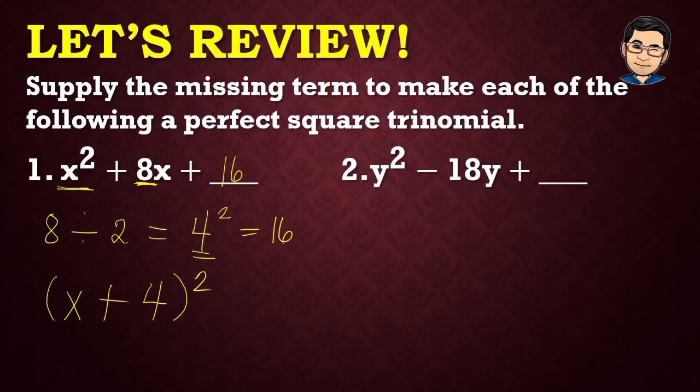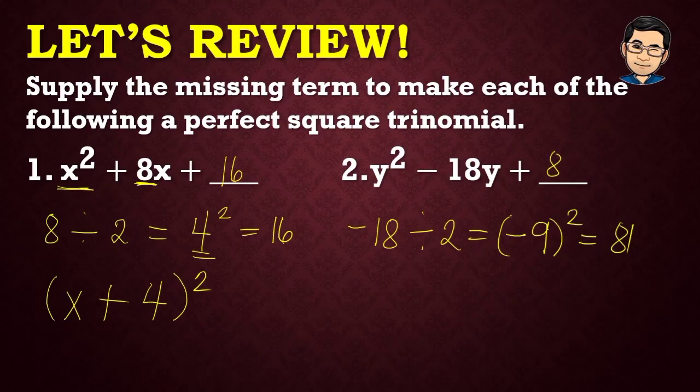Now, let's move on to number 2. y squared minus 18y plus blank. Again, negative 18 divided by 2 is negative 9. Then we square negative 9: negative 9 times negative 9 is positive 81. So the factored form of y squared minus 18y plus 81 is y minus 9 squared.